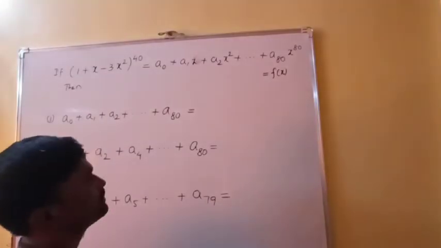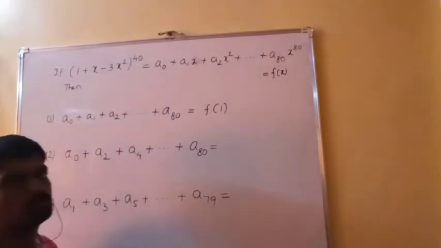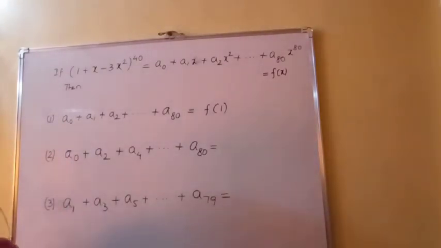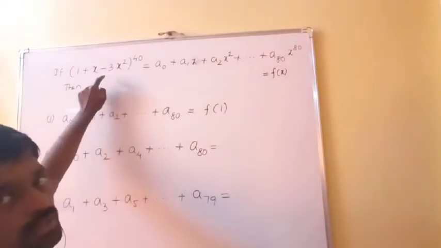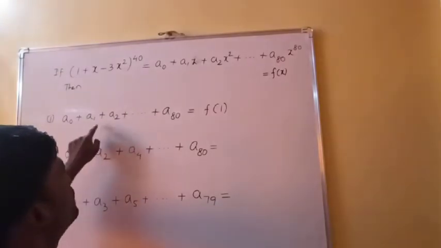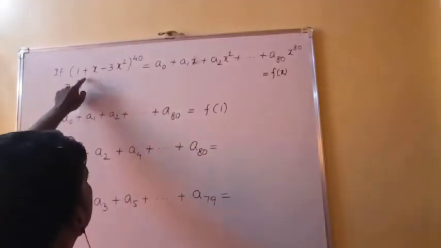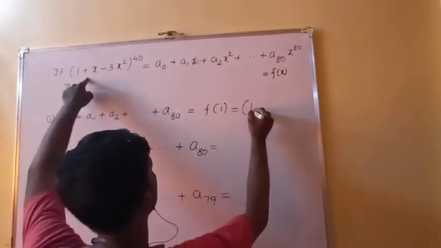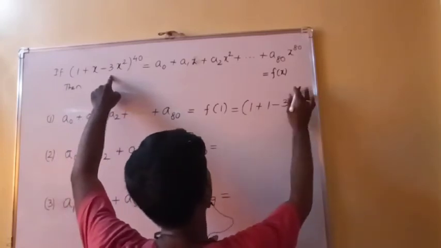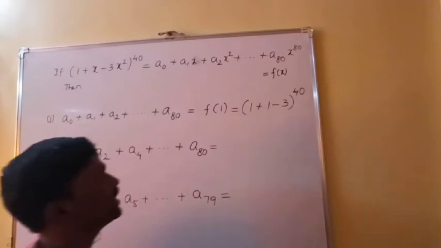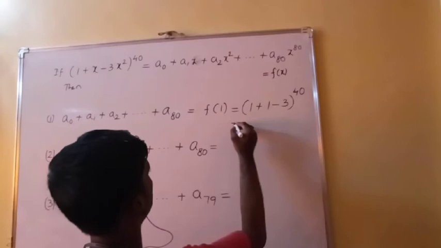So for that the shortcut formula is f(1). That means you have to put x equal to 1. Where do you have to put x equal to 1? Here, to get this a0 + a1 + a2 and so on up to a80 value, nothing but the sum of the coefficients. If you put x equal to 1 here, what will you get? (1 + 1 - 3 × 1^2) whole power 40. So 1 plus 1 is 2, 2 minus 3 is minus 1, and (-1)^40 is plus 1.